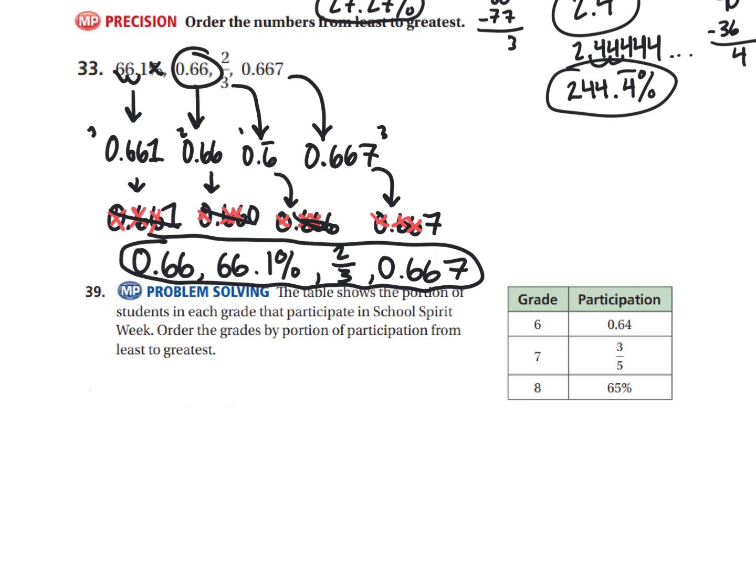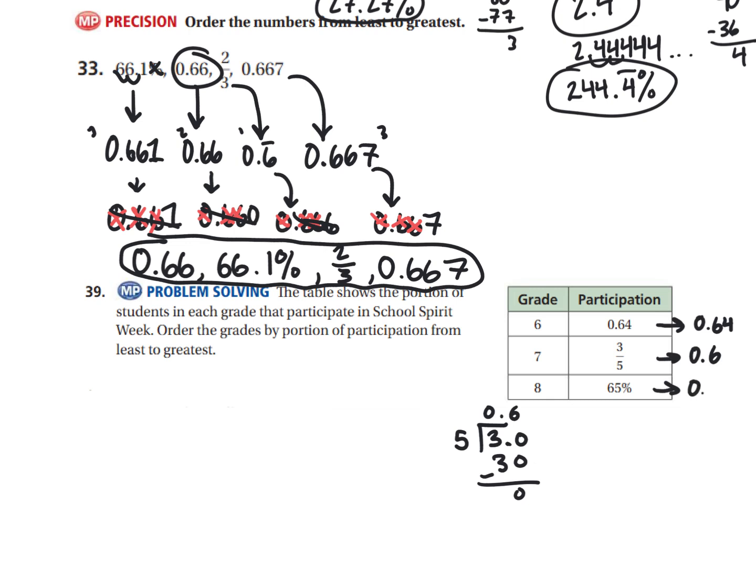All right, the table shows the portion of students in each grade that participate in School Spirit Week. Order the grades by portion of participation from least to greatest. Again, we're going to change all these to the same form. I'm going to stick with decimals. If you want to choose a different form, by all means go for it. All right? This is already a decimal. 3 divided by 5, right? 3 inside, 5 outside. 3 doesn't go in there, but it does go in 6 times right here. And it does so evenly. 0.6.